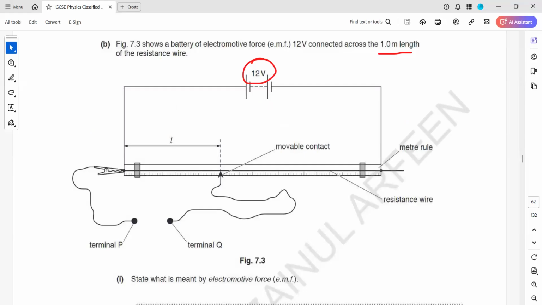Let's say this. Imagine again, it's a 12 volt supply. So here we have, this is also 12.